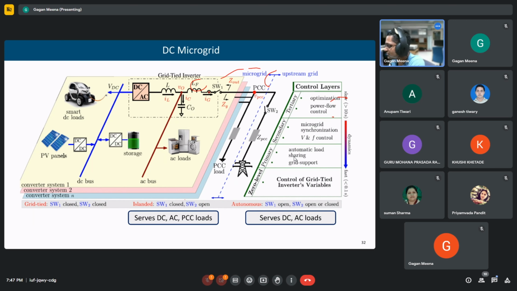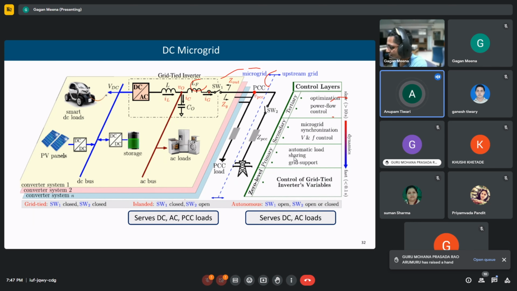It cannot supply PCC load. So the difference between islanded and autonomous is whether it can supply PCC loads or not. What is an example of PCC load? Here any load can be connected. It depends upon the structure of the network. Is it AC or DC? This side is AC because it is directly connected to the AC bus. That means PCC load is AC load. Yes, PCC load is AC.